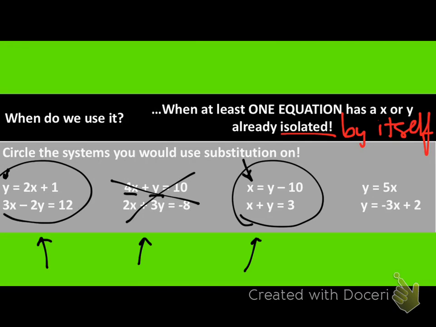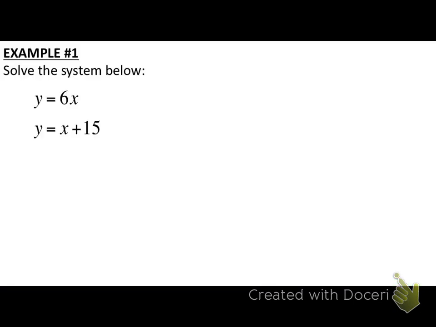And take a look at the last one. Do I have at least one equation with x or y by itself? Yeah, actually I have two. I have two equations with y by itself. So all I need is at least one. This would be a great one for substitution. Let's go ahead and see what substitution is all about.